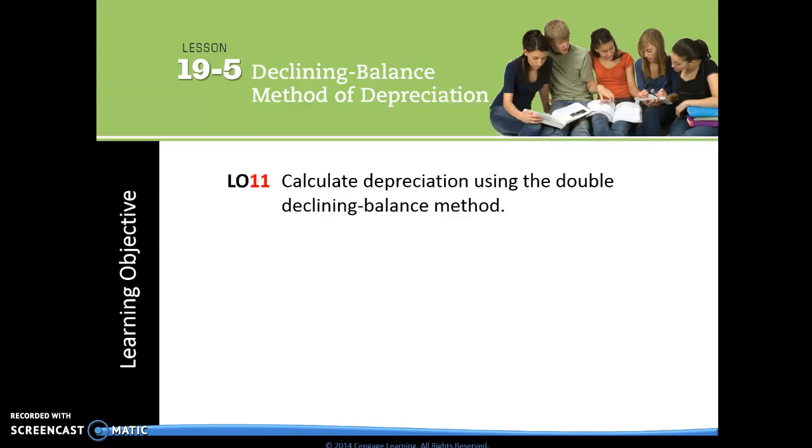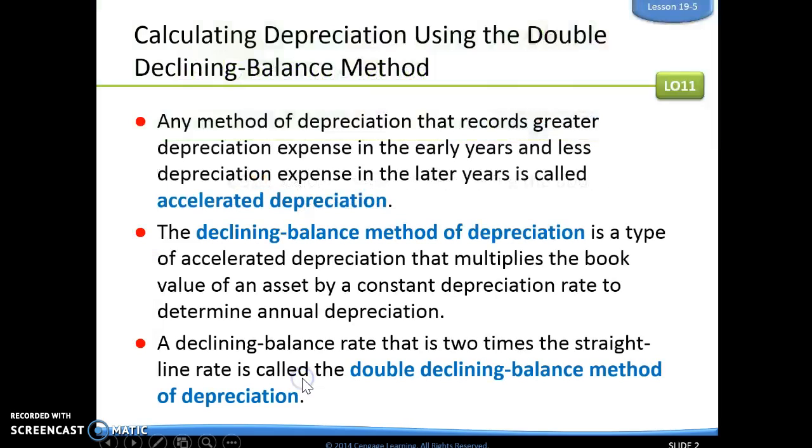19.5, declining balance method of depreciation. One objective: you need to be able to calculate depreciation using the double declining balance method. So we've learned the straight line method, now we're looking at the double declining balance method.